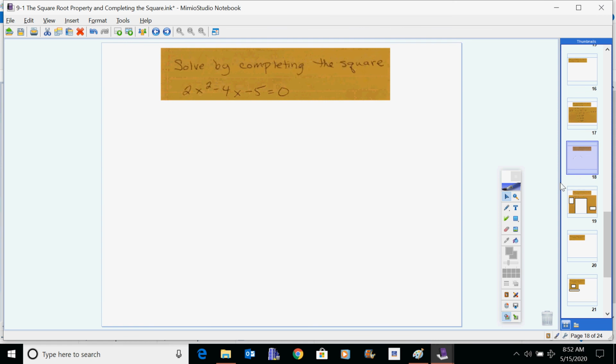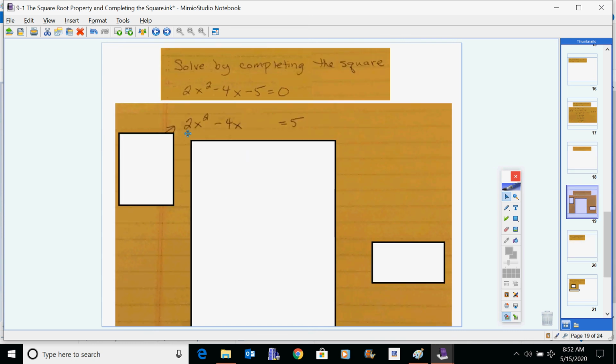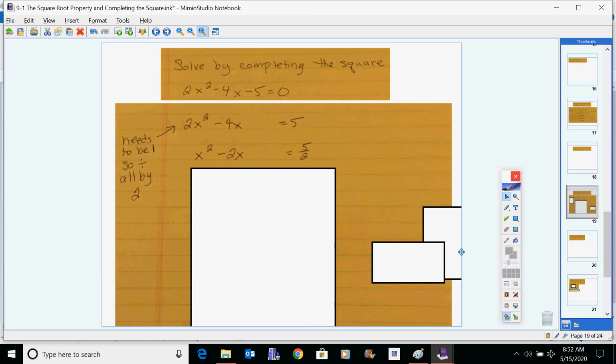Okay, moving right along. Solve this other one by completing the square. Now we have a problem with this one. The problem is we've got this 2 out front. So even after we move this over by adding 5 to both sides, we have to get rid of this 2. In order to get rid of that 2, you need to divide both sides by 2.